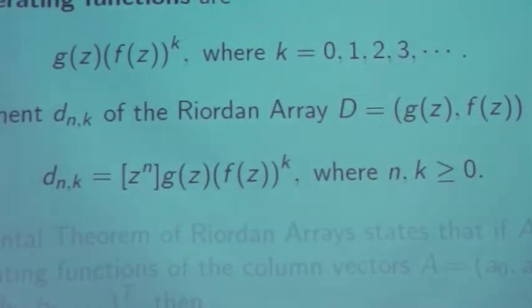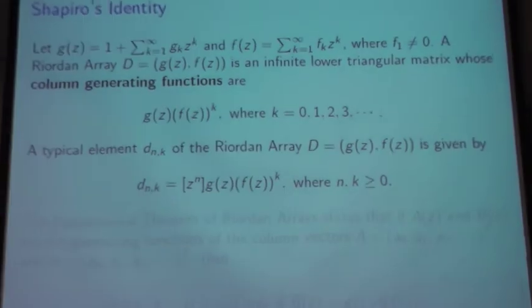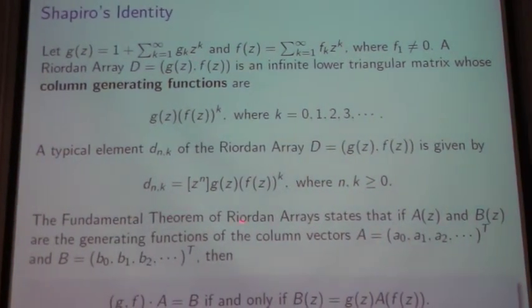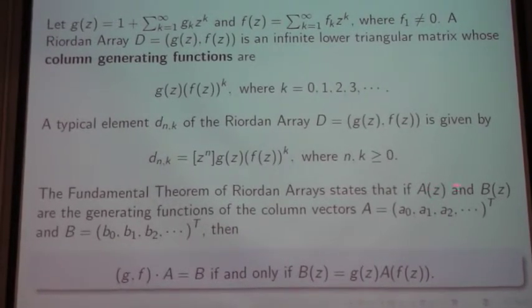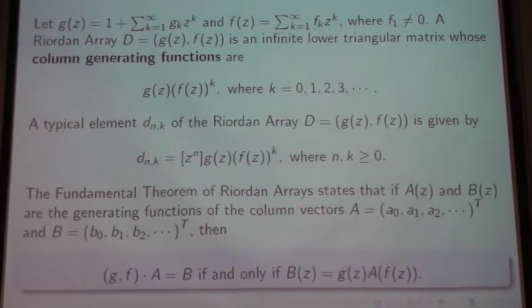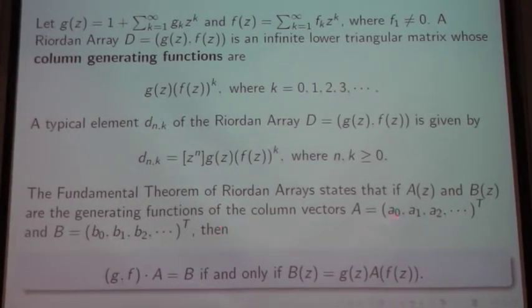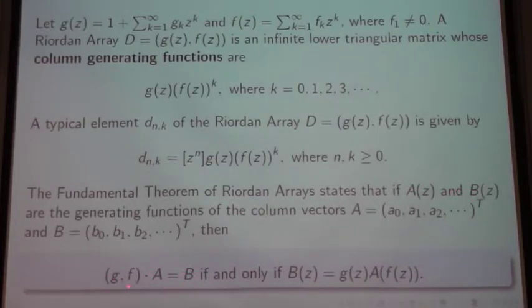Okay. I talked about these in my last presentation, and there is a statement known as the fundamental theorem of reordered arrays, which I also described last time. If you take A of Z and B of Z to be the generating functions for 2 column vectors A and B, then the reordered array generated by G and F multiplied by the column vector A is equal to another column vector B if and only if their respective generating functions satisfy this kind of composition property. You with me on that? This is called the fundamental theorem of reordered arrays.